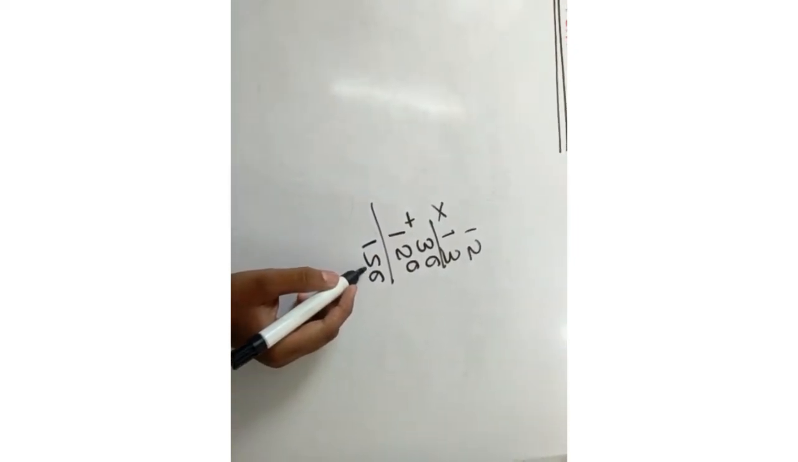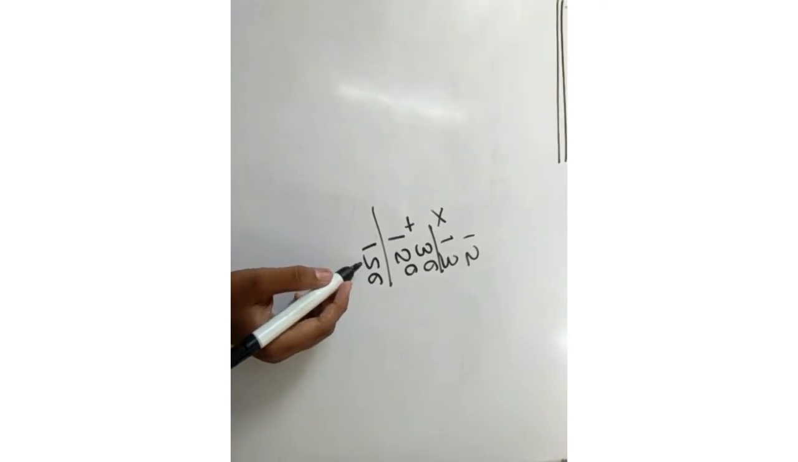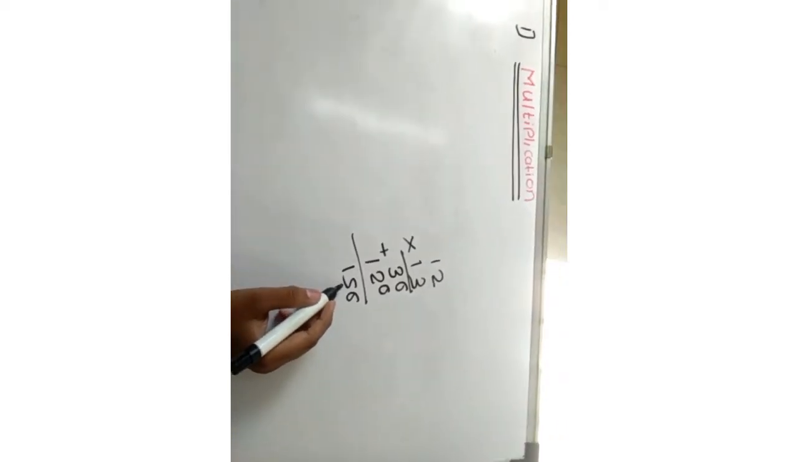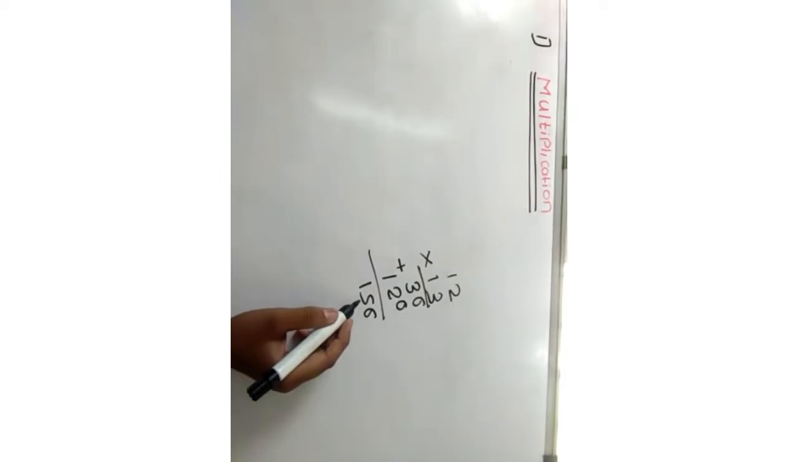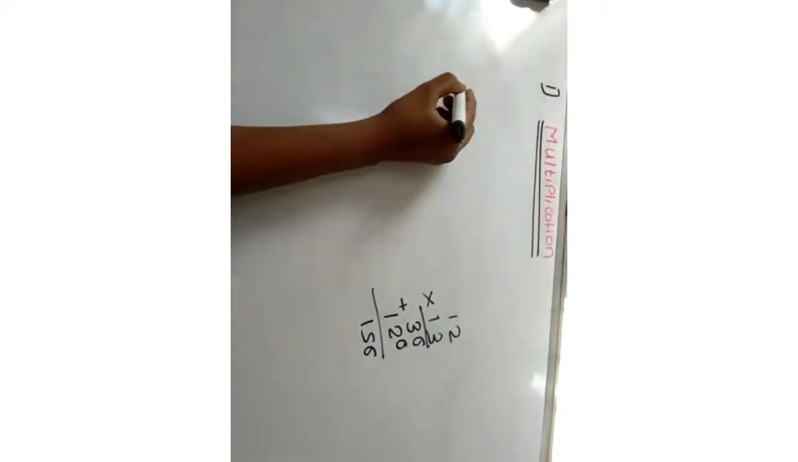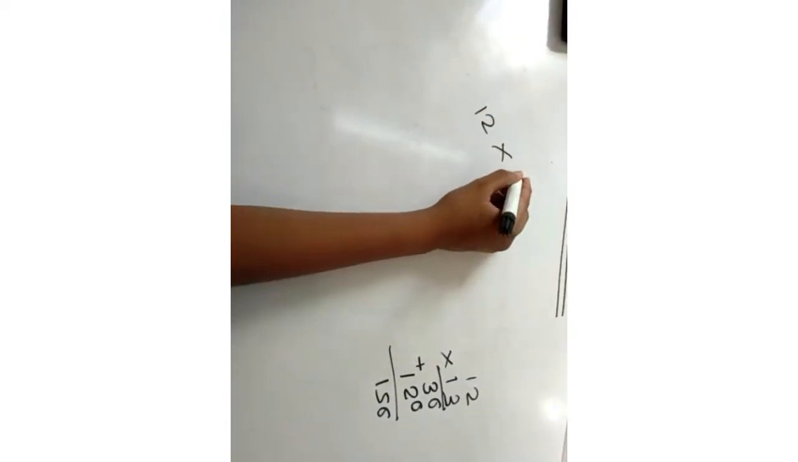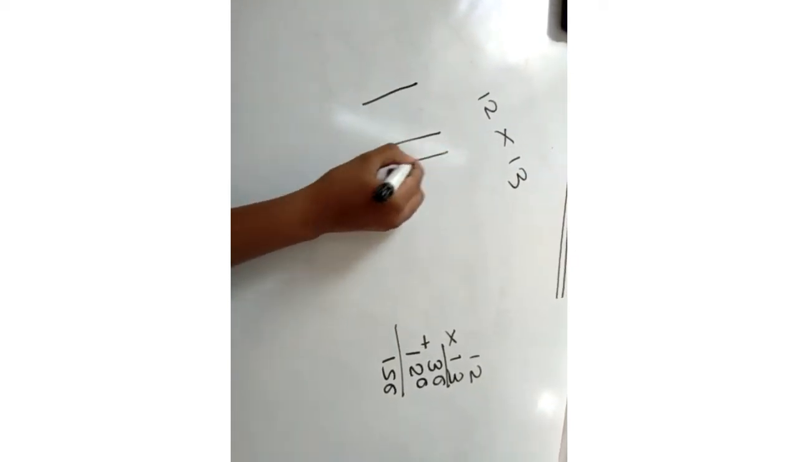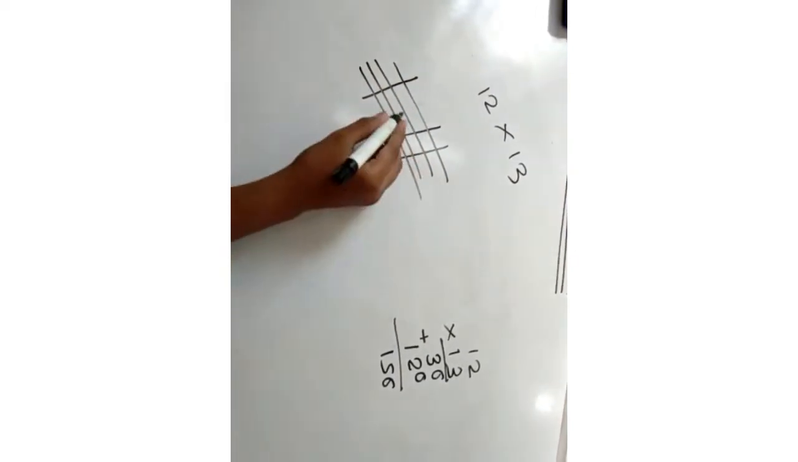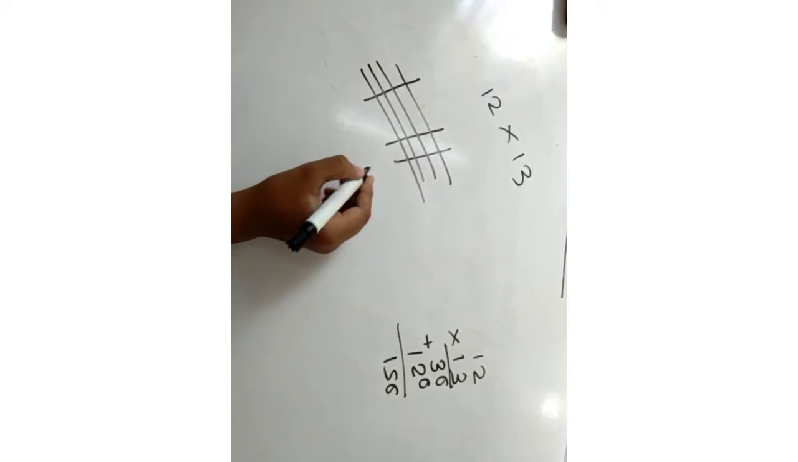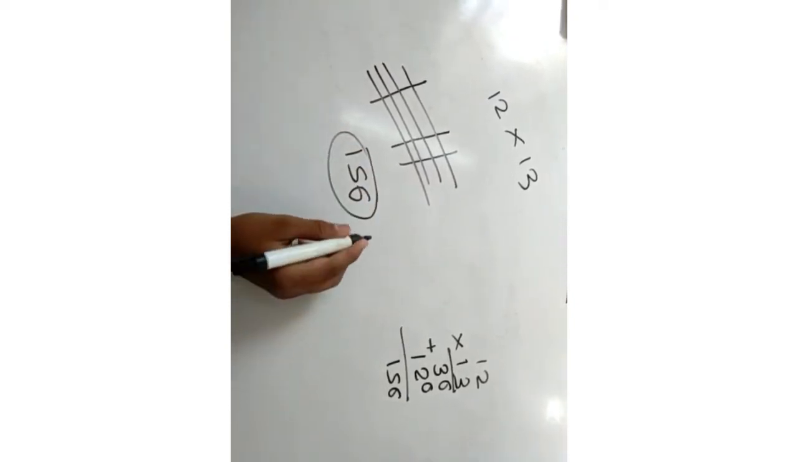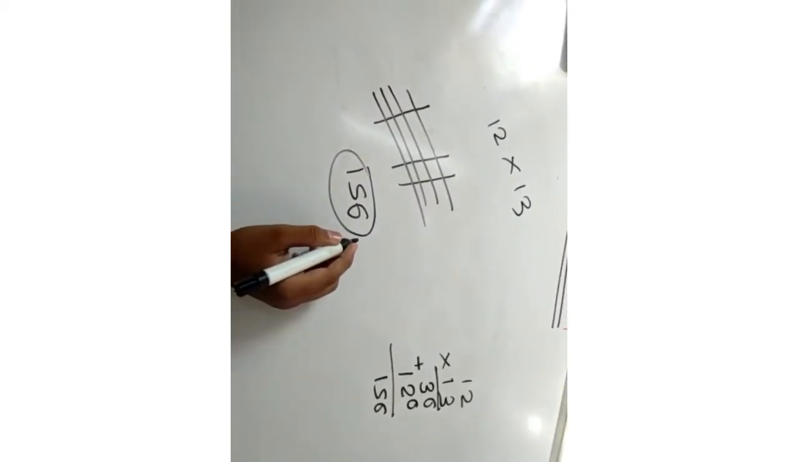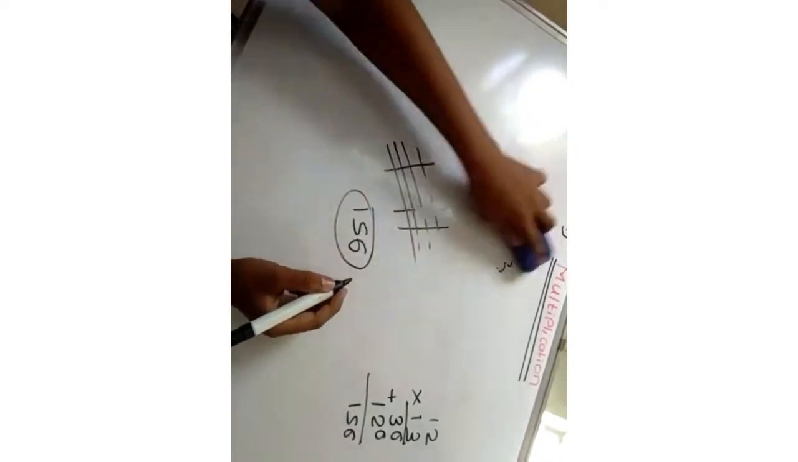So I am going to tell you a very simple and interesting trick that you can do in the exam in just 5 seconds. First I will show the trick and then I will explain it. We will take 12 into 13. This is your answer in just 5 seconds. Now I will explain how I did it.